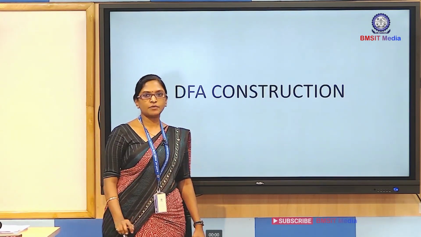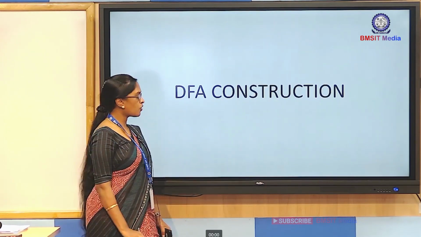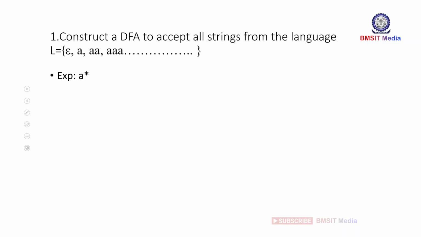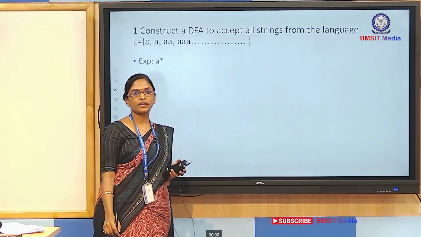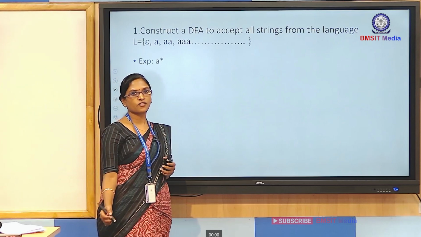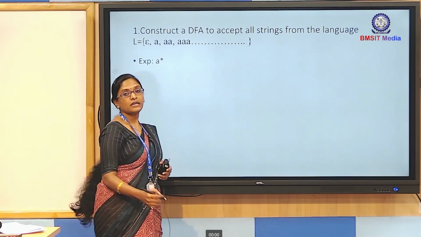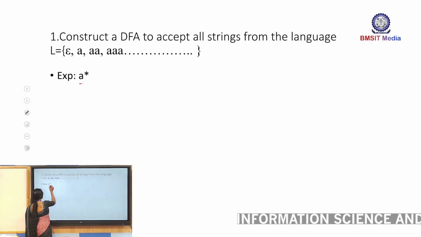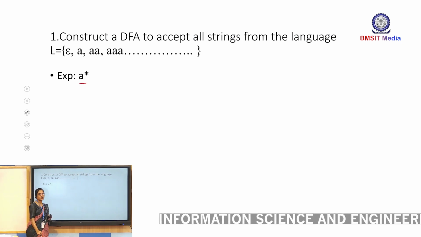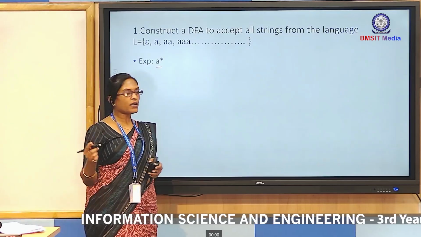In today's session, I'll be continuing with the construction of a DFA. So let's begin with the first problem. The question given here is: construct a DFA to accept all strings from the language, and the language specified here is epsilon, A, 2 occurrences of A, 3 occurrences of A, and so on. If we write a regular expression for this, we can write it as A to the power of asterisk, which means 0 or more occurrences of A.